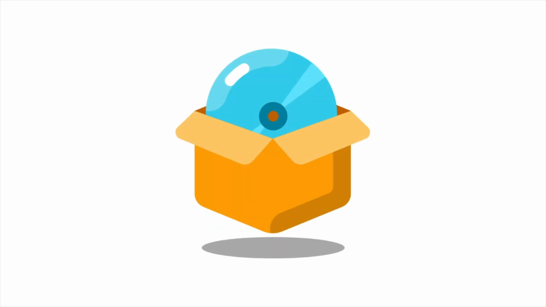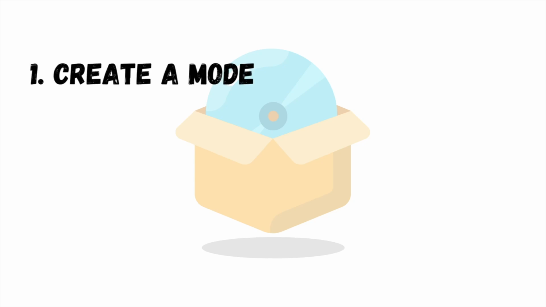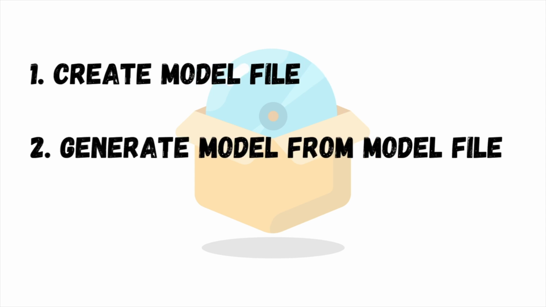To create a customized model, it's really just a two-step process. You first need to create a model file, which is where you'll outline all the specific guidelines for how your customized model should behave. Next, you generate the actual custom model from that model file.